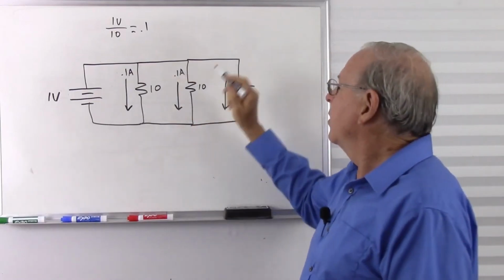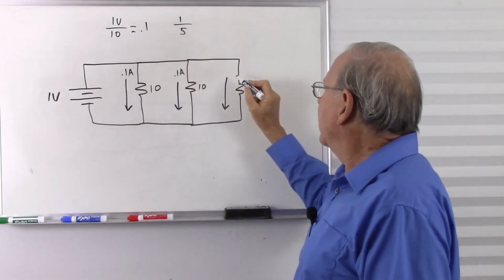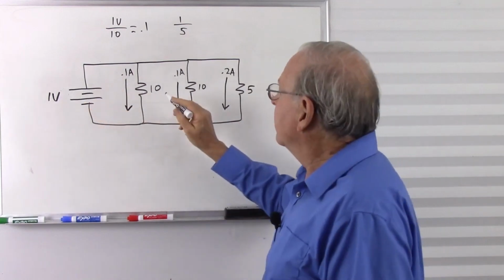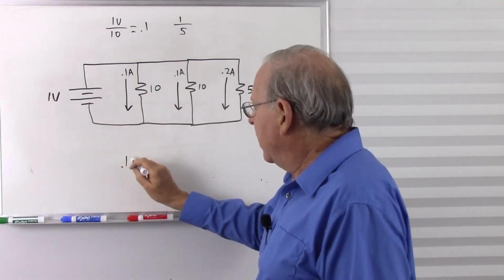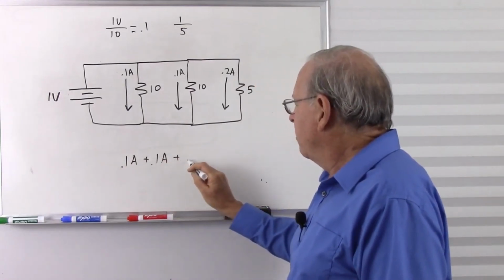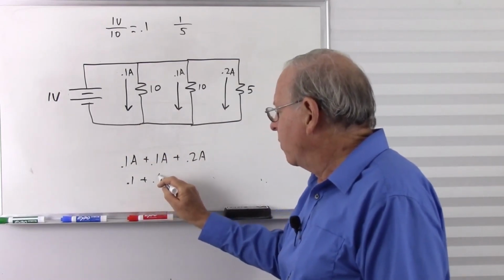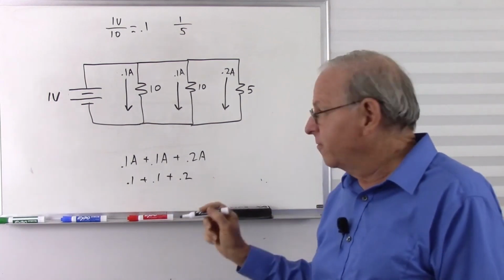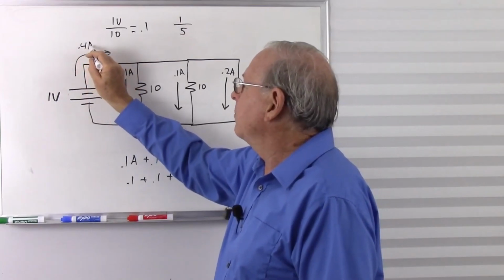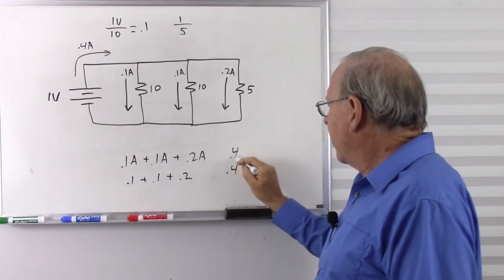Now we have 5 ohms dividing into 1 volt. 5 goes into 1, it gives us 0.2 amps. So now we add those currents together. So we have 0.1 amps, 0.1 amps, plus 0.2 amps. Starting to look familiar. We add those together to get a total current of 0.4 amps. So our total is 0.4 amps here.